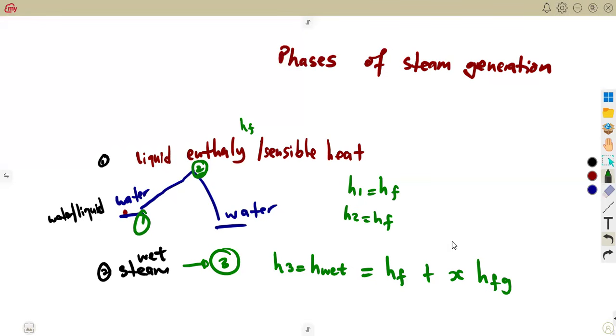Then we consider the part of HFG, which is the enthalpy of evaporation, where X is the dryness fraction. So the HF, which is the liquid enthalpy, and the enthalpy of evaporation, these two are to be taken at a certain temperature. They can be given at a certain temperature, or they can be taken from a certain pressure.